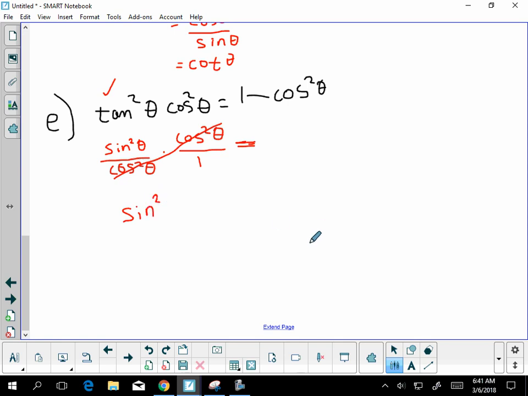Well, I probably would have left it right there because that looks like it's in the simplest form. But if I look at my Pythagorean identities of sine squared plus cosine squared equals 1, I can rearrange that and get sine squared is the same thing as 1 minus cosine squared. So it's verified. All right, let's look at number 4.